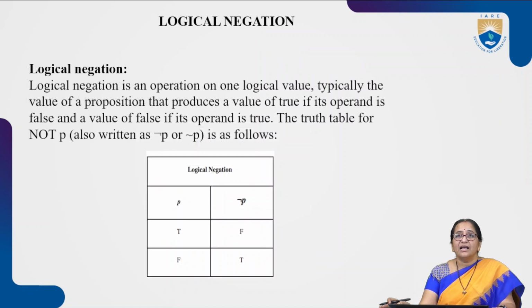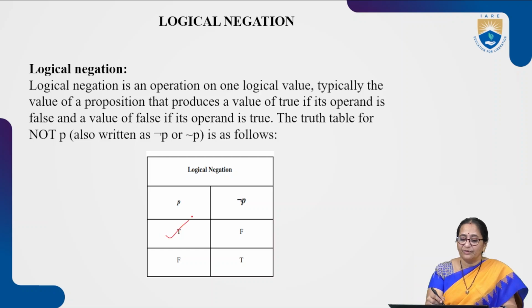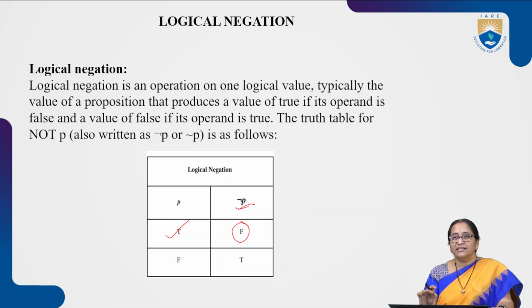Next one is logical negation. We know negation. Negation is an operation on one logical value, typically the value of the proposition, that produces a value of true if its operand is false, and a value of false if its operand is true. The truth table for not. This is the negation. I am saying today is Monday, but today is not Monday. So negation gives the opposite result.